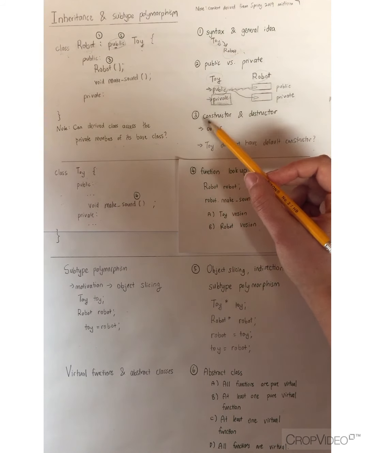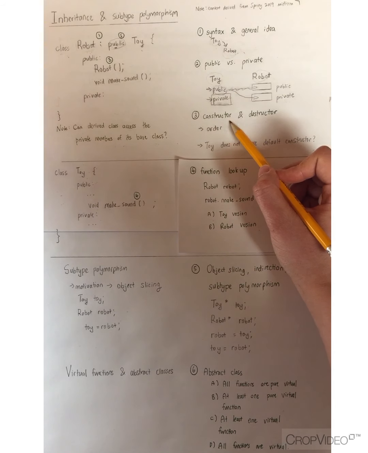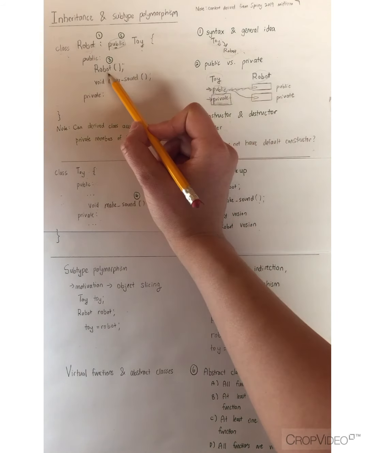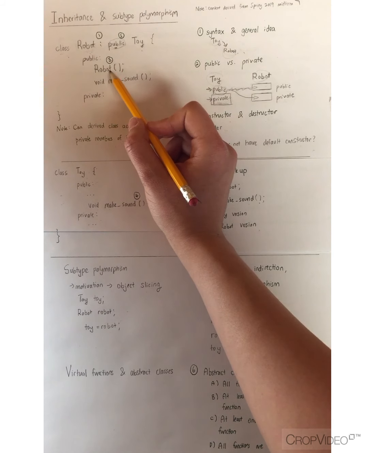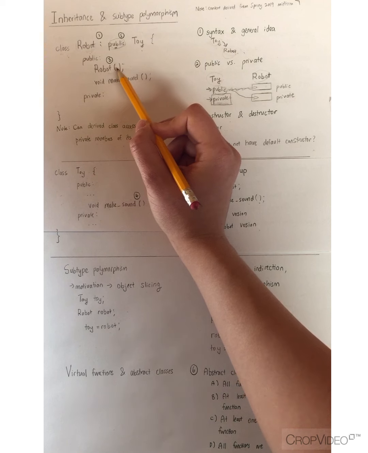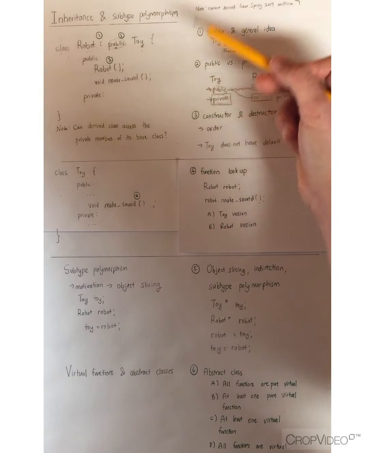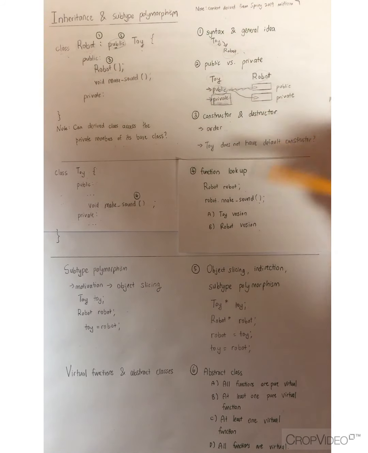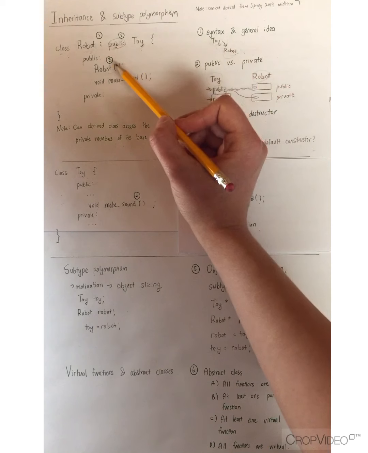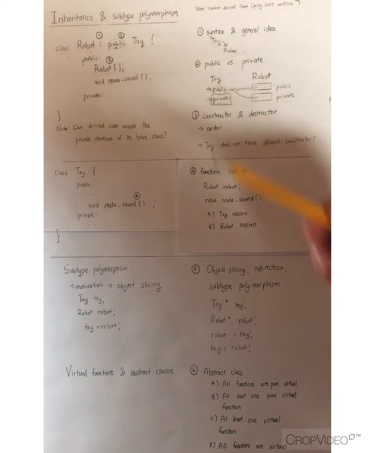Let's move on to constructor and destructor. What is the order of constructors being called? So we have a Robot constructor over here, which is the derived class. When a Robot constructor is being called, it will first call the Toy class constructor because that's the base class. Only then will it call the derived class constructor. For destructors, it's the other way around. It will call the Robot class destructor, then it will call the Toy class destructor.